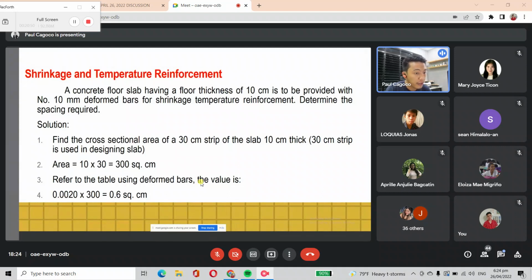So 30 cm strip of the slab, 10 cm thick. So take note, the 30 cm strip is used in designing slab. So this is mura na siya og constant na atong gigamit. So atong area is, need to solve the area. 10 is your 10 cm thickness and your 30 cm nga strip ang iyang width. So naa tay 300 square centimeters.